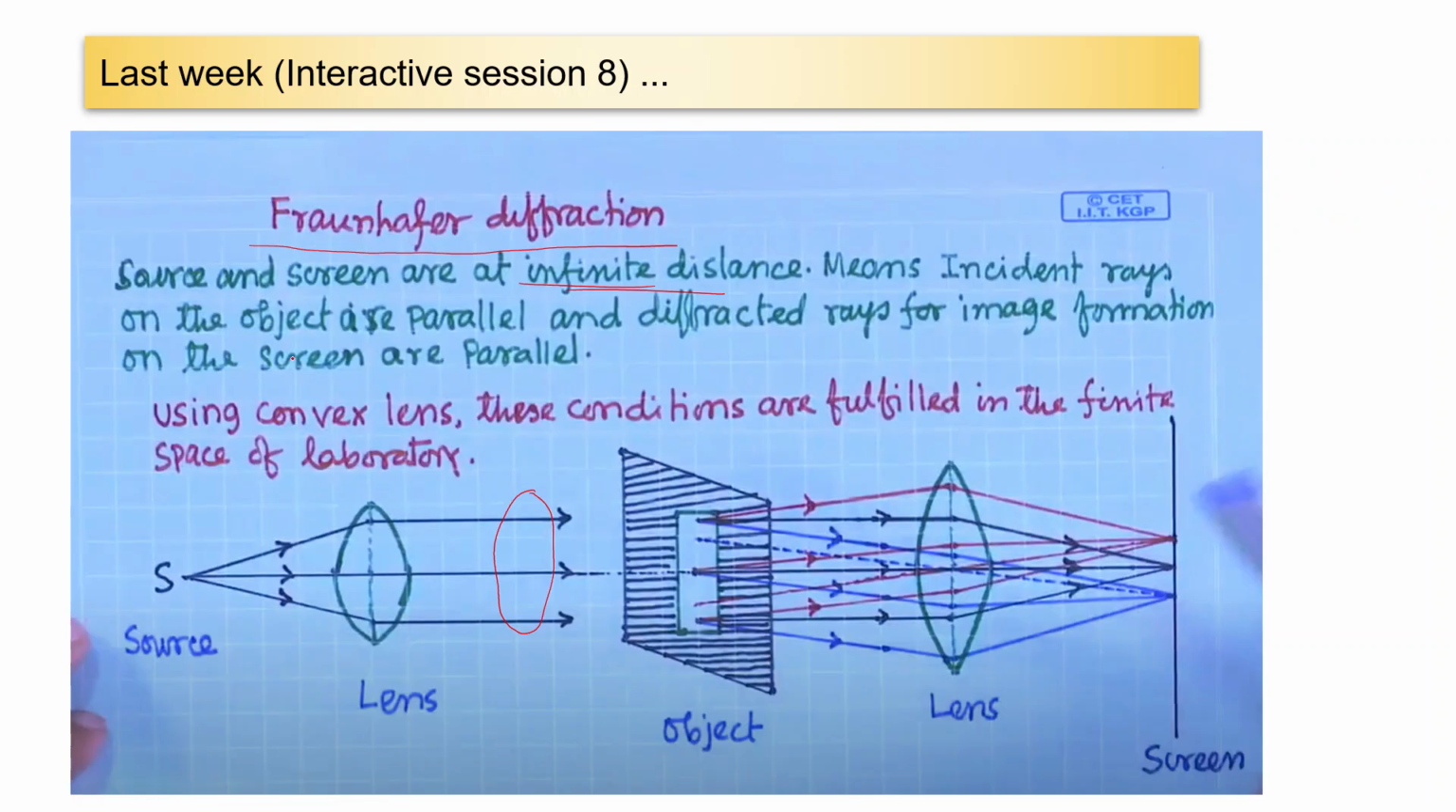So Fraunhofer diffraction is something like this, and as I said, we use a convex lens so that we can fulfill this condition. Thus we can make our source light parallel, and thus we can say the source is at infinite distance. So this is what we do for Fraunhofer diffraction.